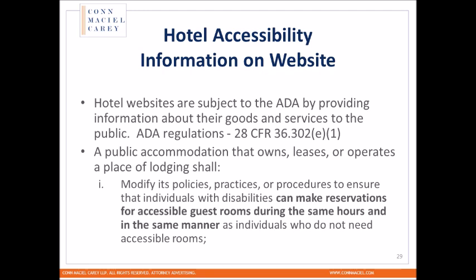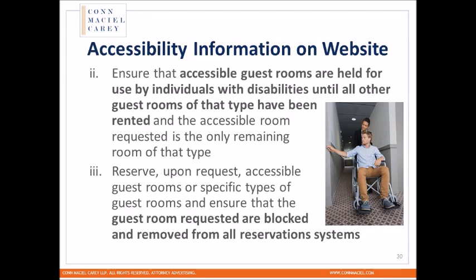And then what you need to do is ensure that you hold the accessible rooms and not release them until all rooms of that type have already been reserved and the only remaining room is an accessible room. And then at that point you can release the accessible room to the general public.